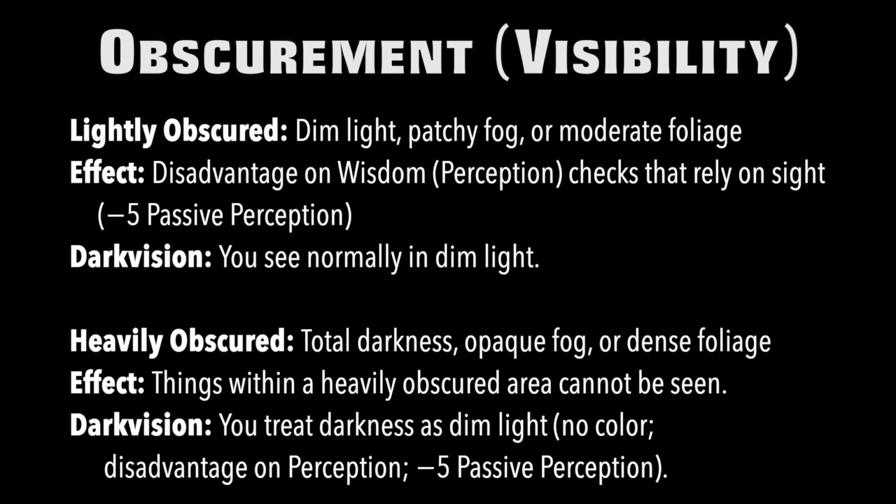Heavily obscured areas are even darker. It's total darkness, pitch black, or it's opaque fog or dense foliage. The effect here is that things that are within a heavily obscured area cannot be seen. Now, if you have darkvision, you treat darkness as though it were dim light. You don't see in color, it's still murky, and you have the disadvantage on perception or the -5 to your passive perception, but it's not just completely blind to you. You can see to some degree.